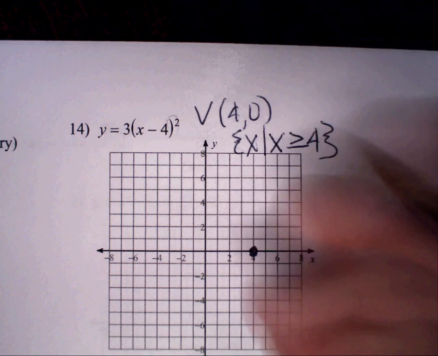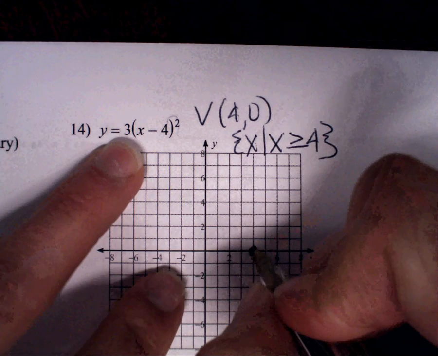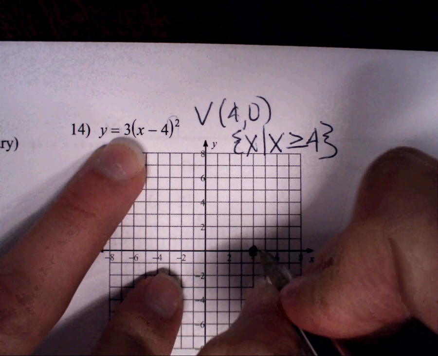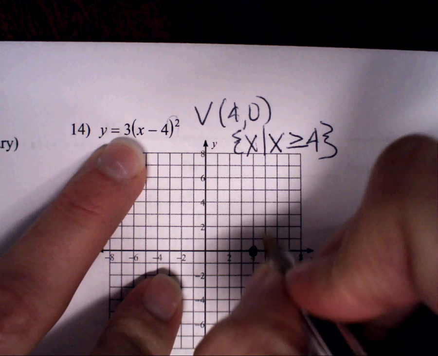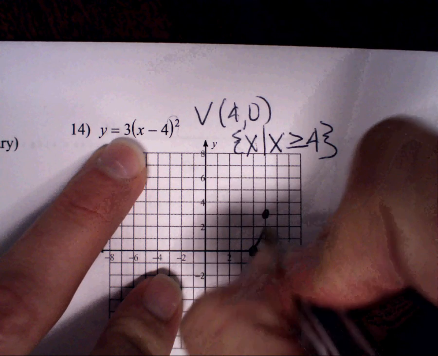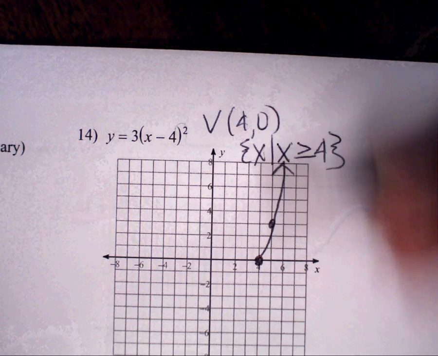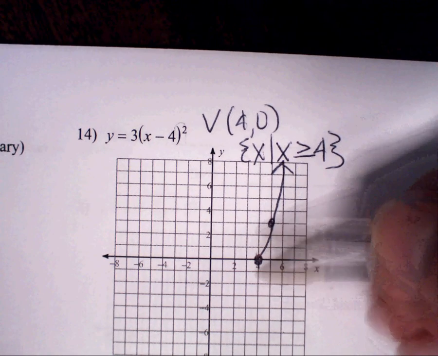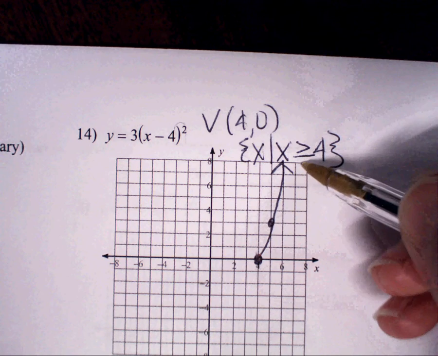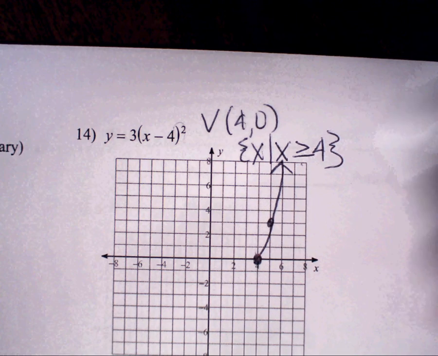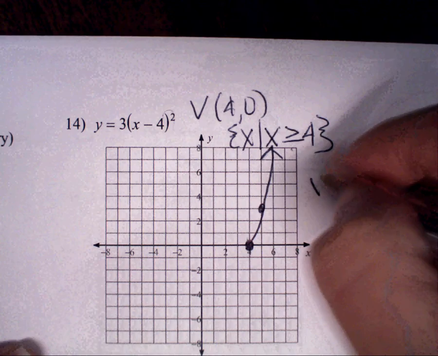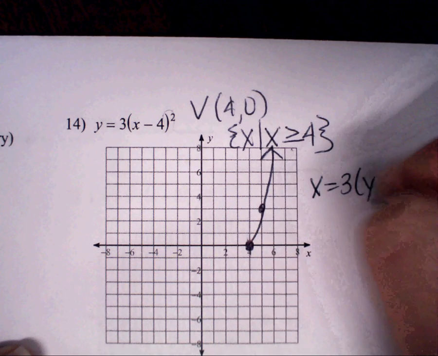So what I do is I use my a, which is 3. I go right 1, up 3, and that's good enough. What I needed was to cut it off, and the way I cut it off is at the x value here. So that's why this is my restriction. Then in order to find the inverse equation, I switch x and y, and I solve for y.